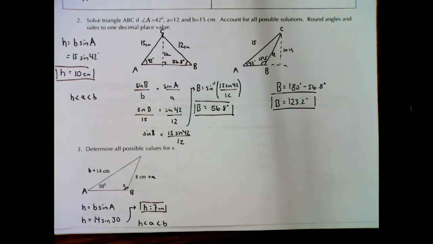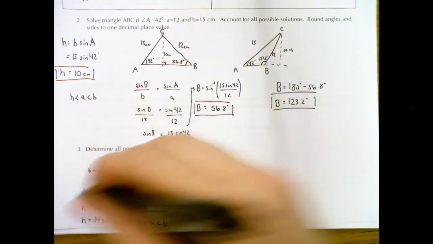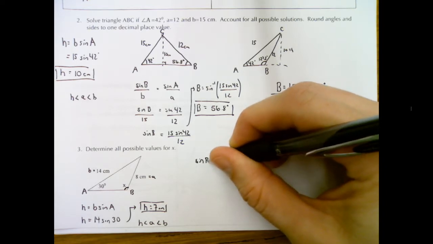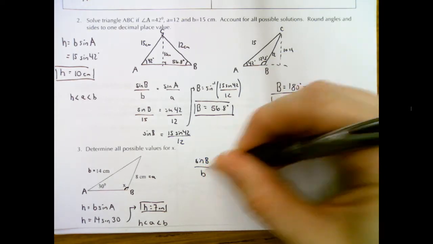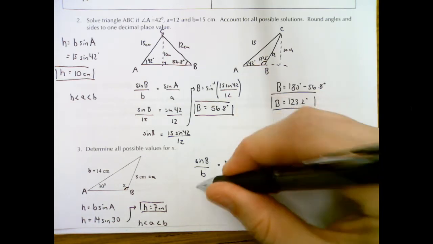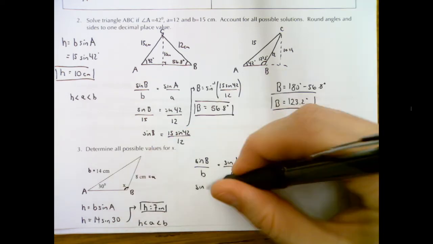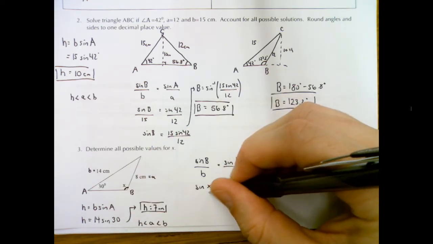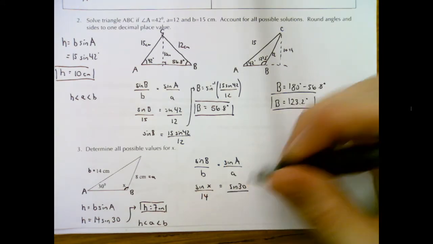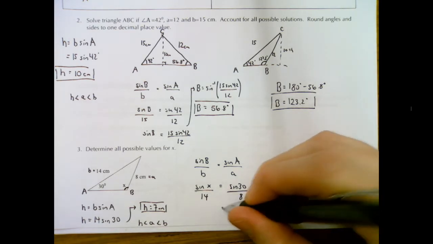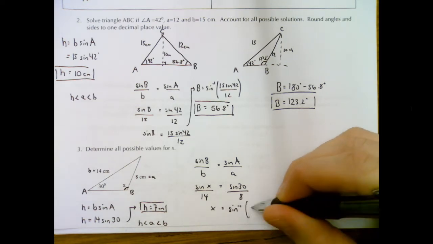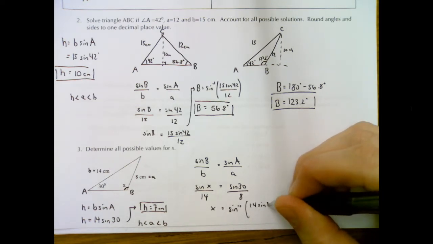We'll set up the sine law. I'm going to use B's and A's because that's how I set it up. We're looking for angle B, so sine B over B equals sine A over A. Fill in what we know. Sine x, using the x angle now because that's how it's designated in the question, over 14 equals sine 30 over 8. And now I'm going to rearrange and isolate in one step. In the last example I did it in two steps, so if you want to break it down in two steps, that's okay.